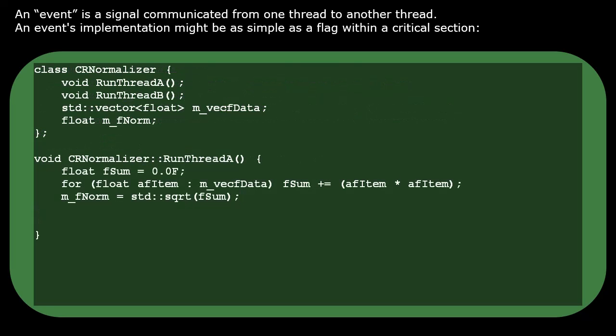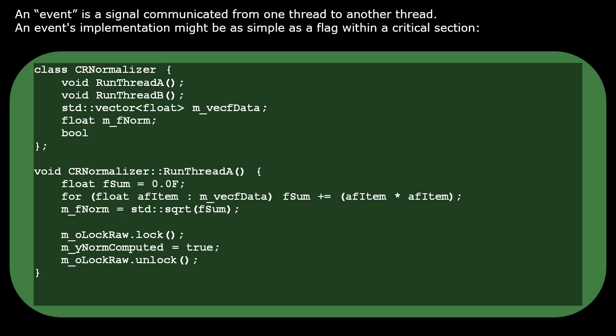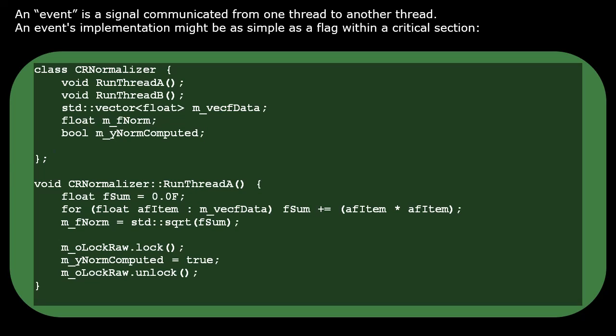When thread A is done computing the norm, it will now communicate that event to thread B by setting the flag inside a mutually exclusive critical section. Notice that we're synchronizing access to this Boolean flag. Thread A and thread B both have access to this flag, and thread A may be setting it at the same time as thread B is testing to see if it's been set.